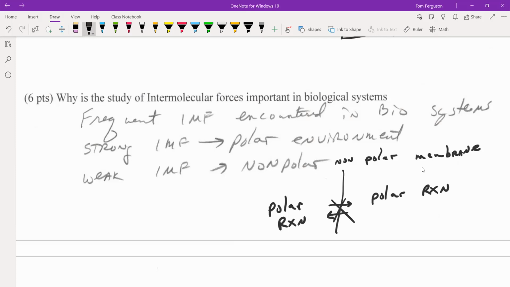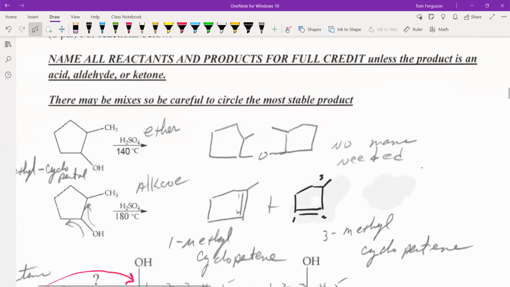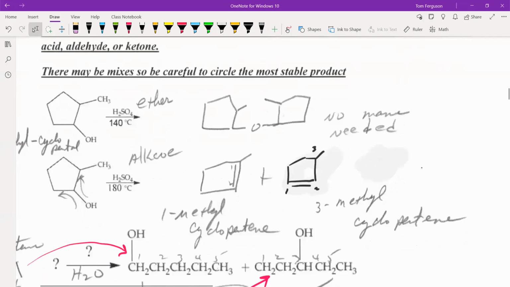That's not going to happen. They're not going to intermix because you have a nonpolar membrane. That's why intermolecular force studies are really important when you get into biochemistry. All right, so now we have some reactions.